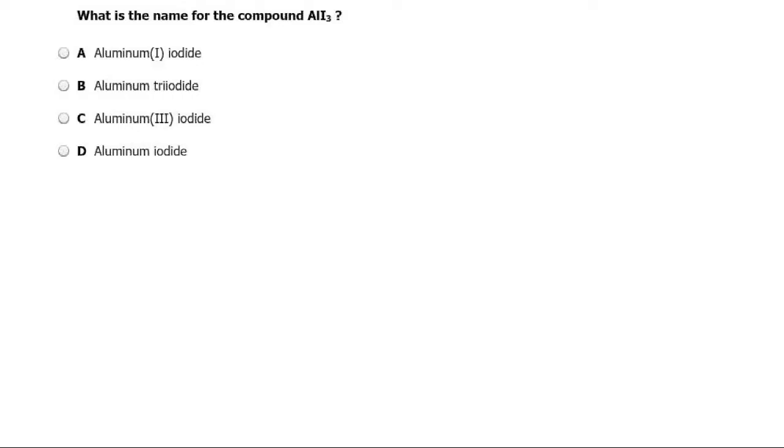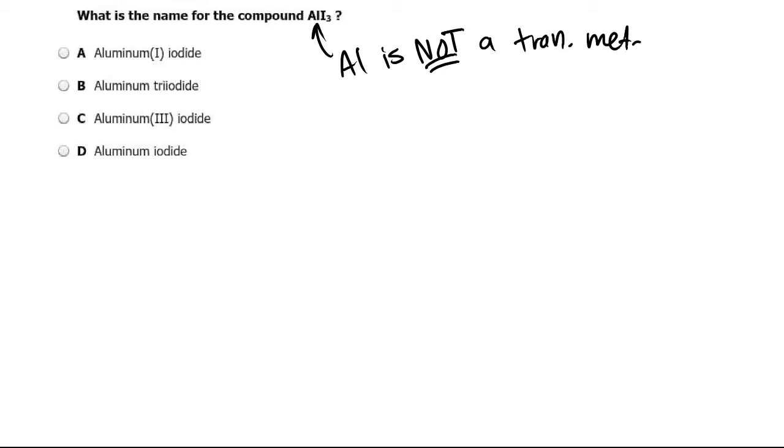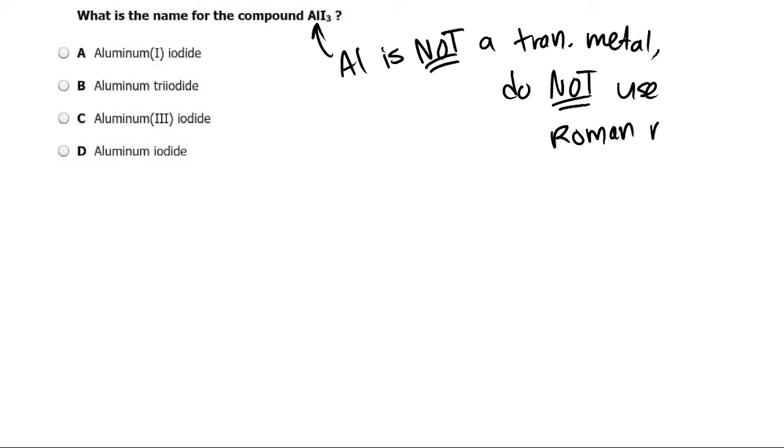What is the name for the compound AlI3? Aluminum is a metal, but it is not a transition metal. So because aluminum is not a transition metal, do not use Roman numerals. That means that you just have to think about what it is.